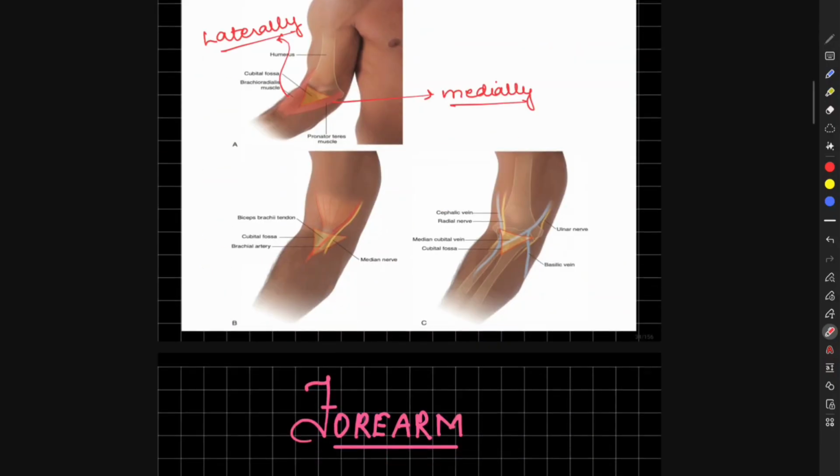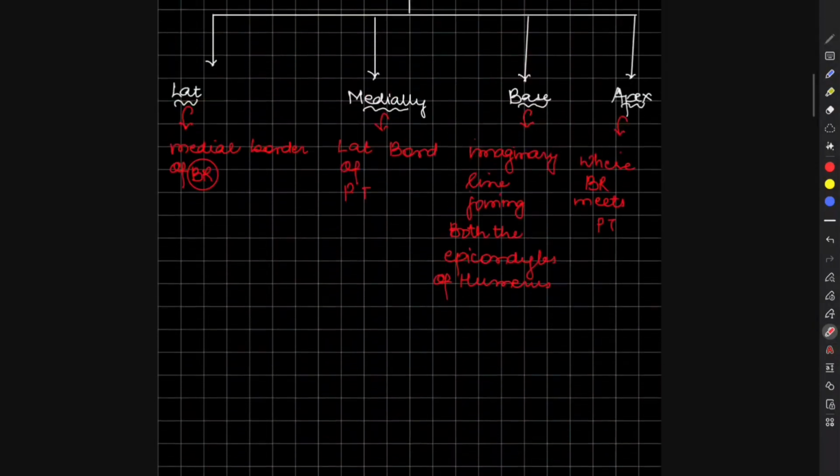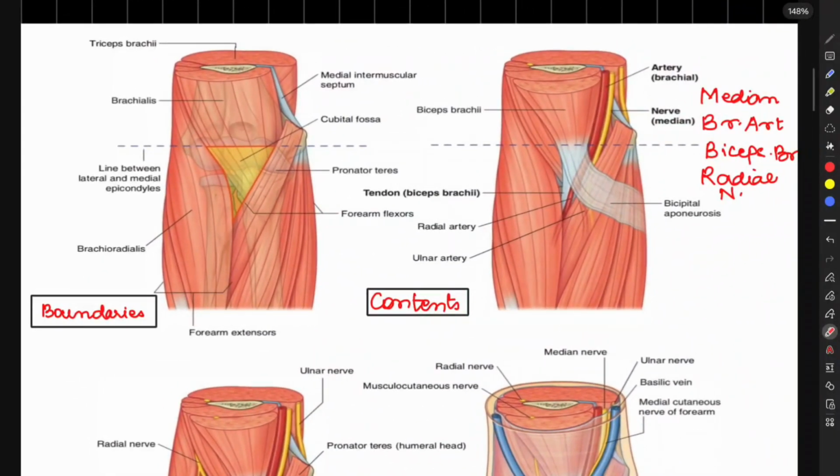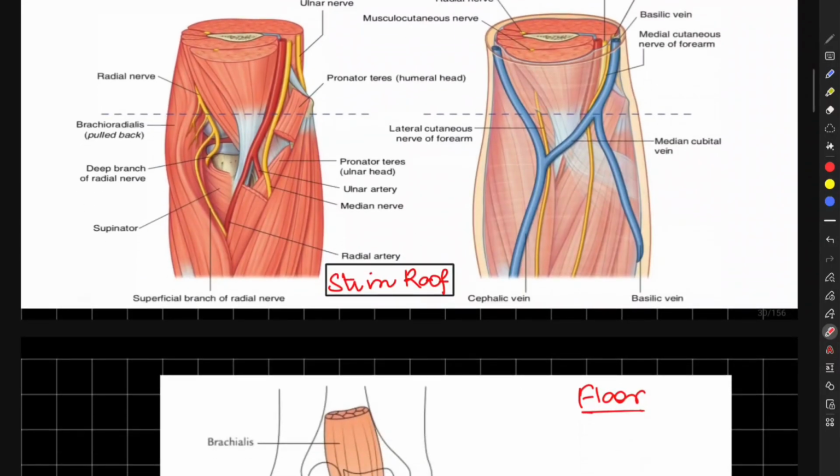So this completes our cubital fossa. Now let's do an LMR from the diagram, as we always do. Talking about the boundaries of the cubital fossa, medially by the lateral border of the pronator teres, laterally by the medial border of the brachioradialis, base formed by the imaginary line joining both the condyles of the humerus, roof formed by the skin, superficial fascia, deep fascia, and the bicipital aponeurosis. This superficial fascia contains the median cubital vein, accompanied by the lateral cutaneous nerve of forearm and the medial cutaneous nerve of forearm.